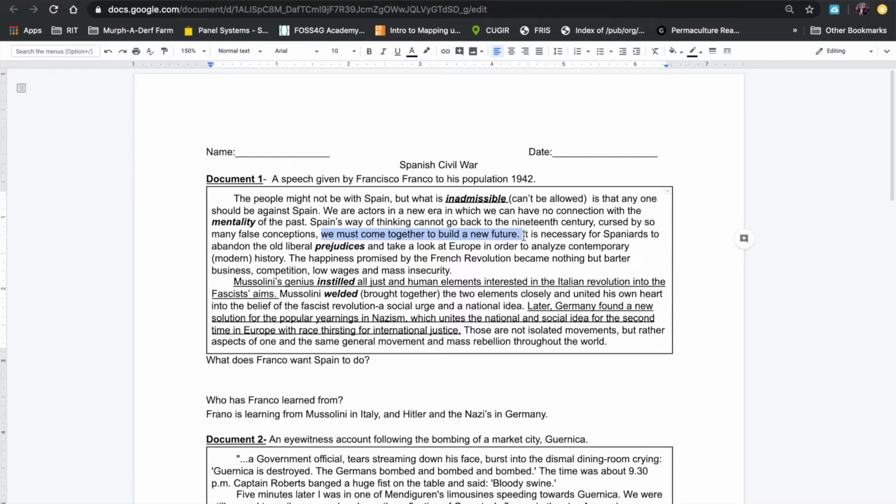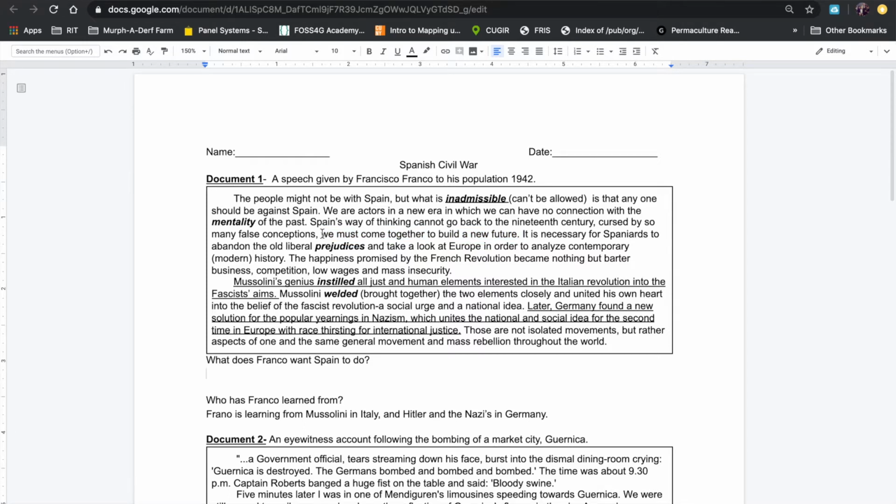What does Franco want Spain to do? Franco wants Spain to come together and build a new future. That seems like a super reasonable answer. You could say that reminds you of nationalism or unification in Germany, unification in Italy. You could build on that in a bunch of different ways that I think are totally plausible and doable. And so I'd say for number one, whatever you want to put in there, put it in there.